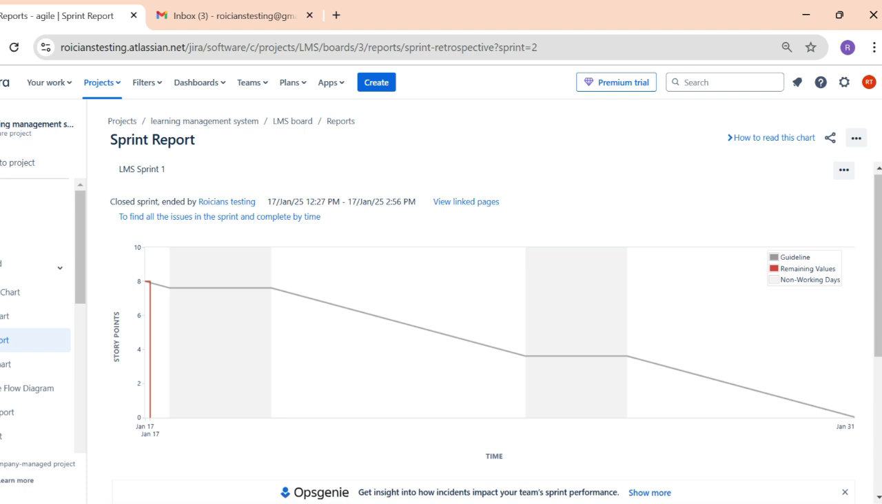What is a test management tool? What is the difference between defect management and test management? All we will be discussing in our next video.